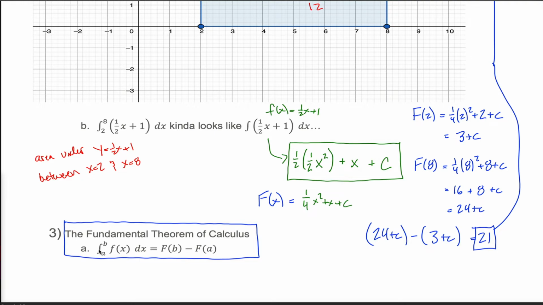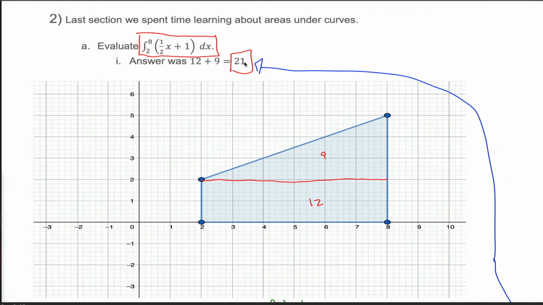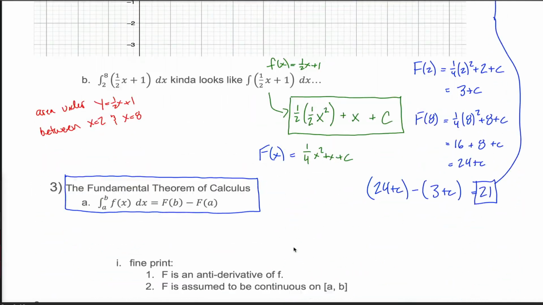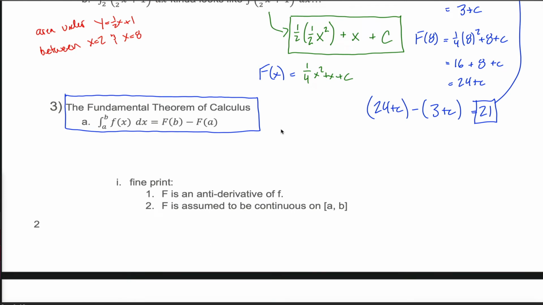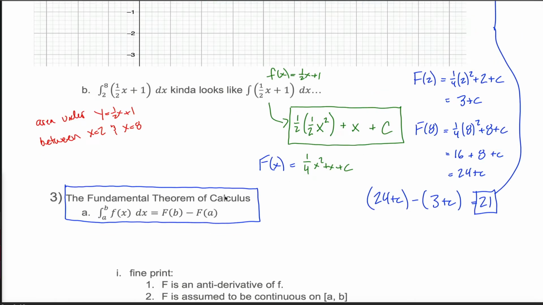What it allows you to do is evaluate definite integrals. It allows you to find this 21. And you're like, yeah, no big deal. I figured out 21, no problem, by doing the rectangle and the triangle argument. Right, but remember how hard it was to evaluate this definite integral when it was a curve? That was super hard, right? We want a better method for evaluating definite integrals, and the fundamental theorem of calculus gives it to us.